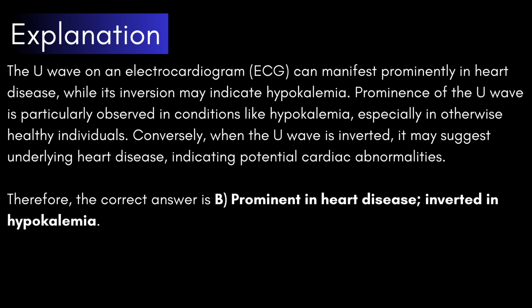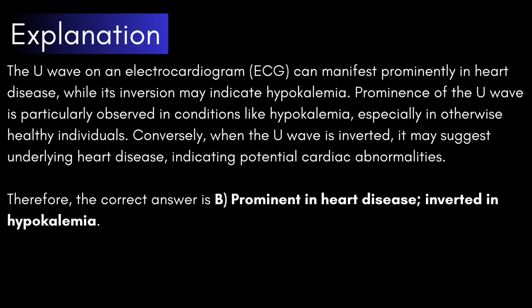may indicate hypokalemia. Prominence of the U wave is particularly observed in conditions like hypokalemia, especially in otherwise healthy individuals. Conversely, when the U wave is inverted, it may suggest underlying heart disease, indicating potential cardiac abnormalities. Therefore, the correct answer is B, prominent in heart disease, inverted in hypokalemia.